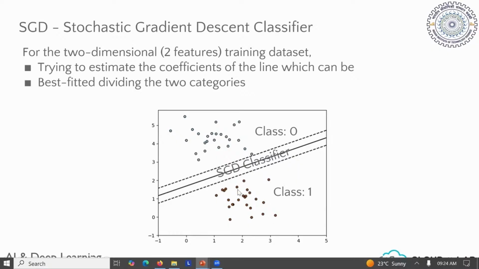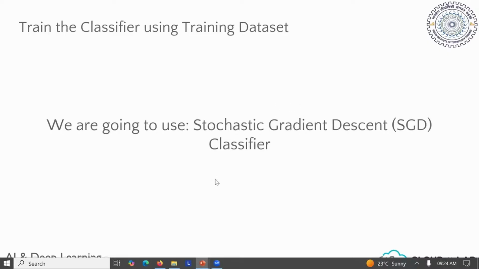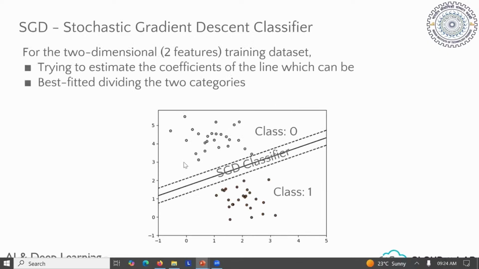Here I am taking a very simple example to show you how we can use a classifier to classify data into multiple classes. But the same concept can be generalized when we have more than two features. And in fact, in our case, we have more than two features.